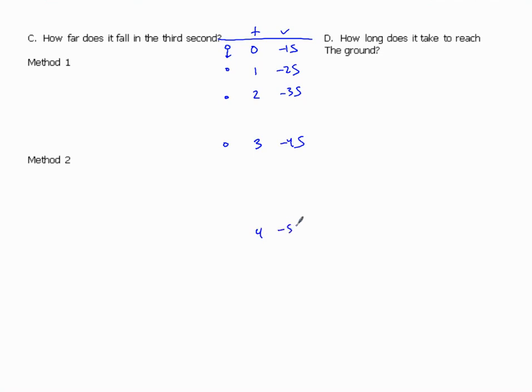Number 4. So this says how far does it fall in the 3rd second? So remember in a previous video, we talked about this. From 0 to 1, this is the 1st second. From 1 second to 2 seconds, this is the 2nd second. And the 3rd second would be between 2 and 3. And this is the interval that we are concerned with, the 3rd second.